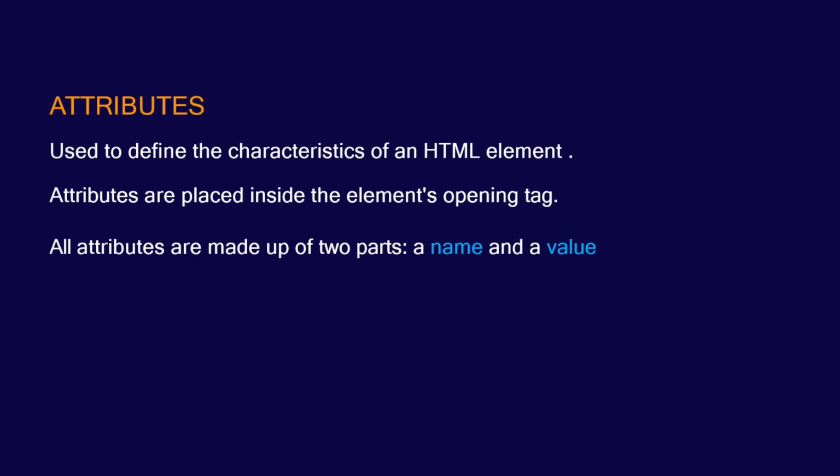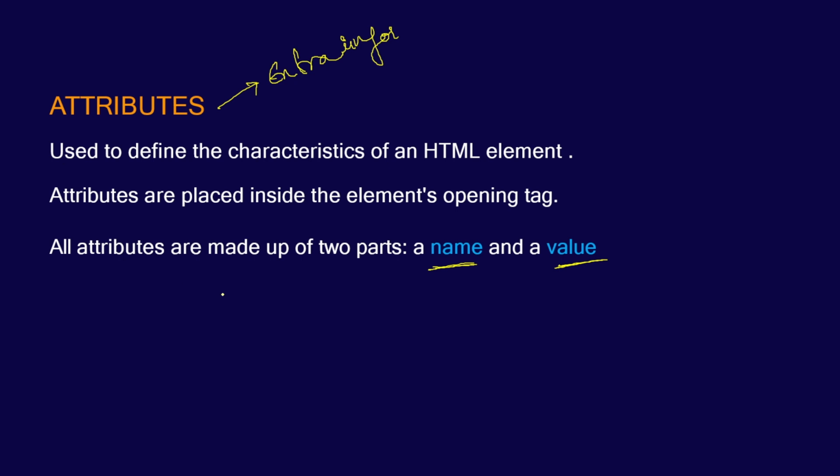The next content that we are going to see is attributes. An attribute is usually certain extra information for a particular tag that you are going to write. It is used to define the characteristics of an HTML element. Attributes are placed inside an element's opening tag. A point to be kept in mind: all attributes are made up of two parts, the name and the value. Remember, attributes are the extra information that is given to a particular element to define how it behaves.